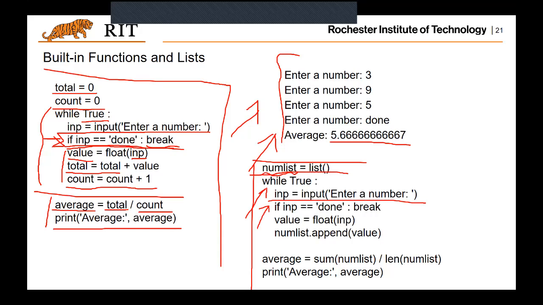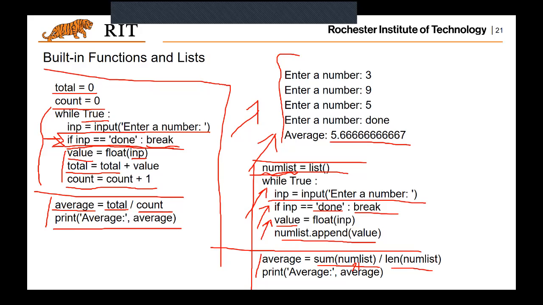And if the user's input is done, just break the loop. Otherwise, convert that user's input to a floating number, and then store that number into this list. Throughout the whole loop, this will be executed once and once again until the user inputs done. And once this loop is completed, you can easily use the sum and len functions on this list to compute the average.